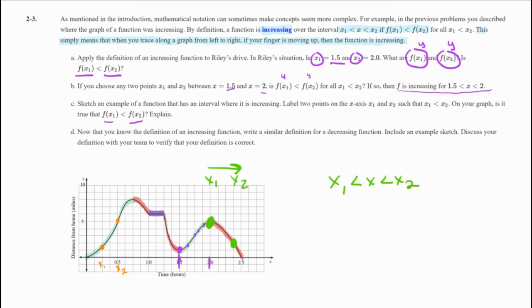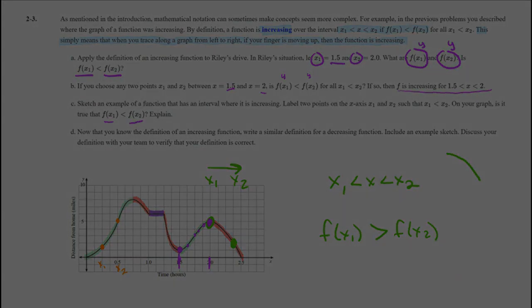Now the thing that's going to change is that f of x1, so the y value at x1, is going to be greater than f of x2, because I'm saying that the y value for the first point is higher than the y value on the second point, because that would give me a line that is going downwards, and that would be decreasing.